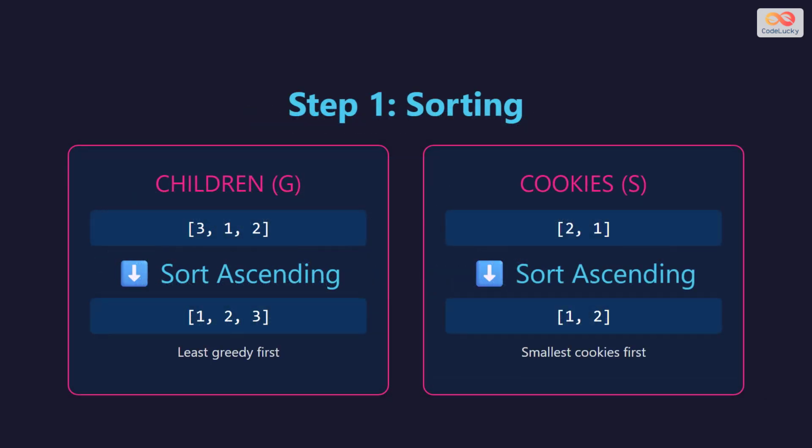To implement this strategy, order matters. First, we must sort the children's greed factors in ascending order, from least greedy to most greedy. Similarly, we sort the cookies by size, from smallest to largest. This allows us to efficiently iterate through both lists.